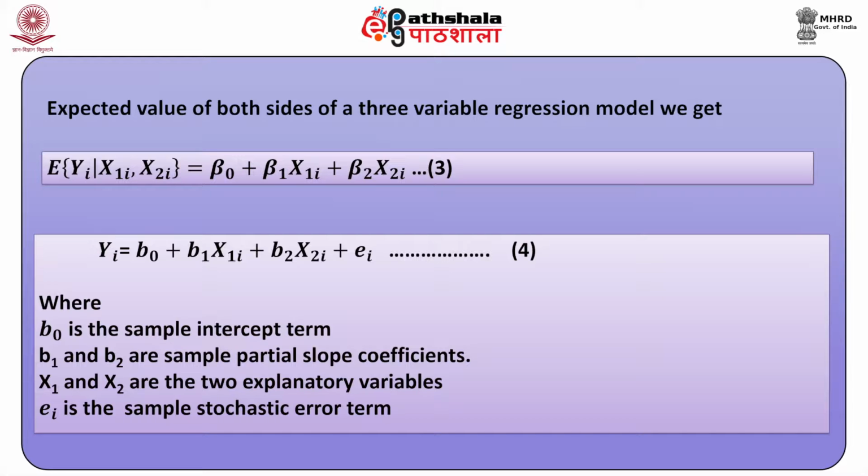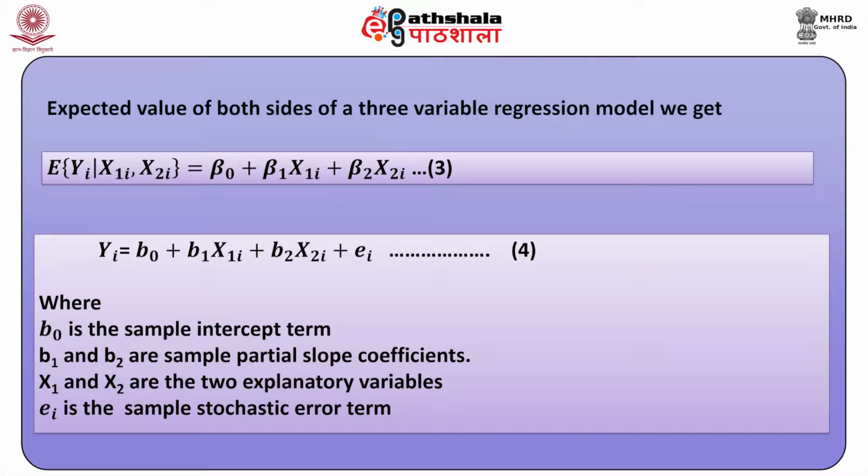In the above equation, beta naught is the intercept term as usual. Beta 1 is the partial slope term which measures the change in y when x1 changes by 1 unit keeping x2 constant. Similarly, beta 2 measures the change in y when x2 changes by 1 unit keeping x1 constant. But as before, the population regression coefficients are difficult to measure as population data is seldom known.